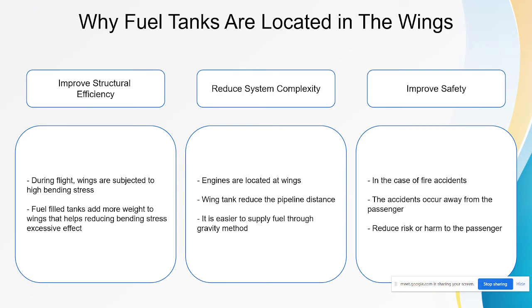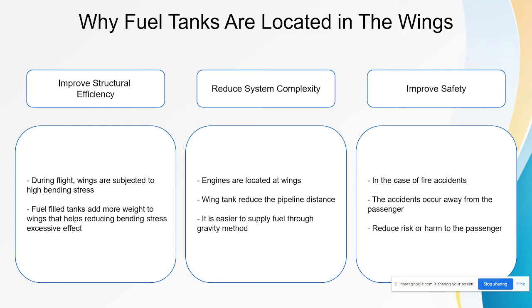Because when we leave the structure inside the wings empty, the high bending stress will cause excessive strain to the wings, which in turn may cause permanent structural damage. So by adding fuel inside the wings, we can, in other words, add a little bit of density to strengthen the wings to reduce the bending effect.